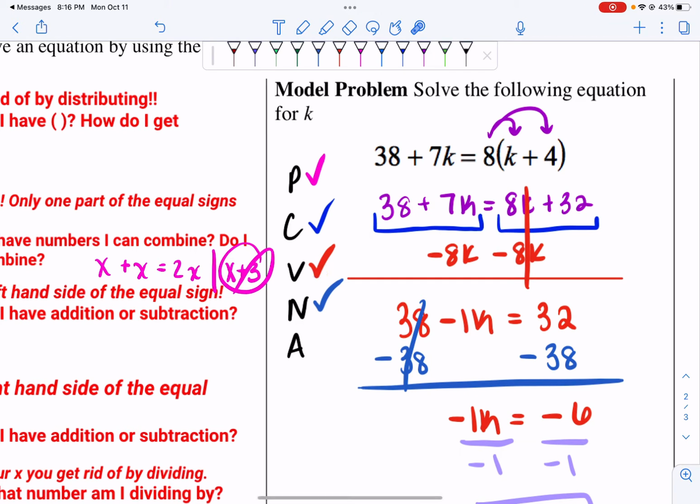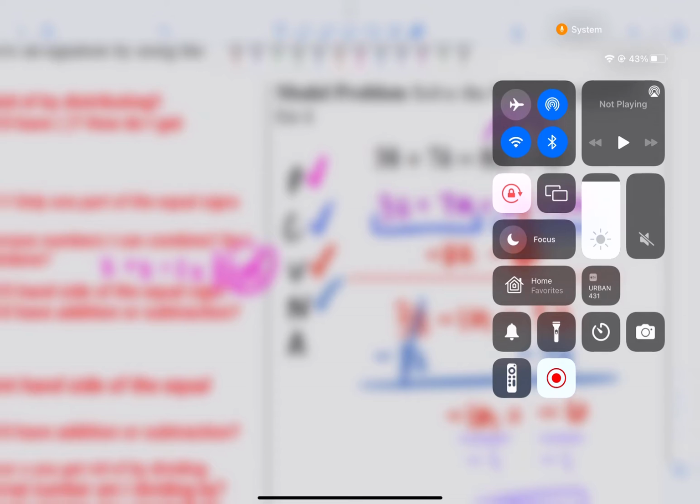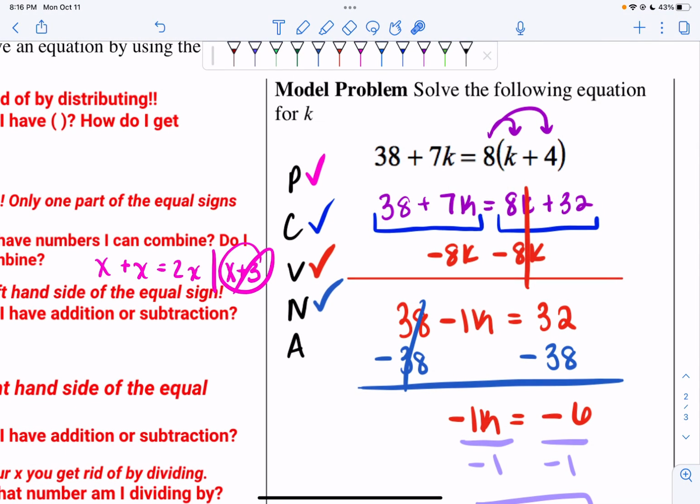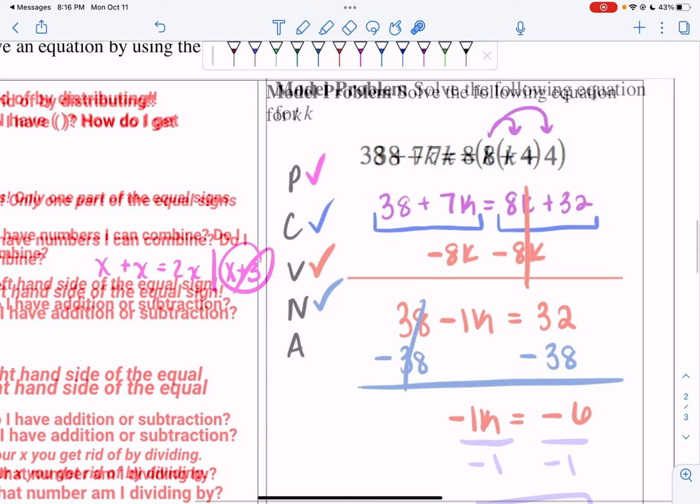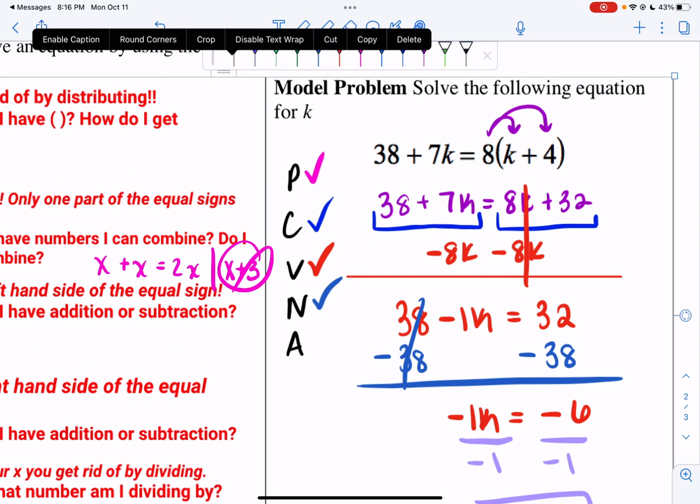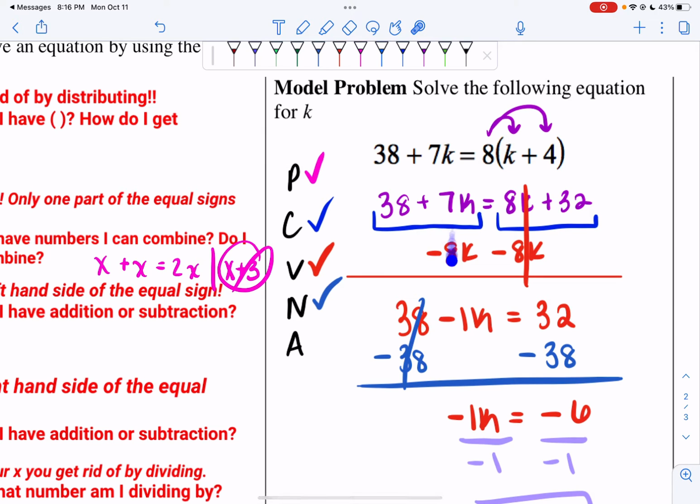The V stands for variables on one side. Variables are on one side, so it would have made more sense to remove my 7k instead of my 8k, but just for the purpose, subtract 8k, subtract 8k. 7k minus 8k is negative 1k. So I have 38 minus 1k equals 32.